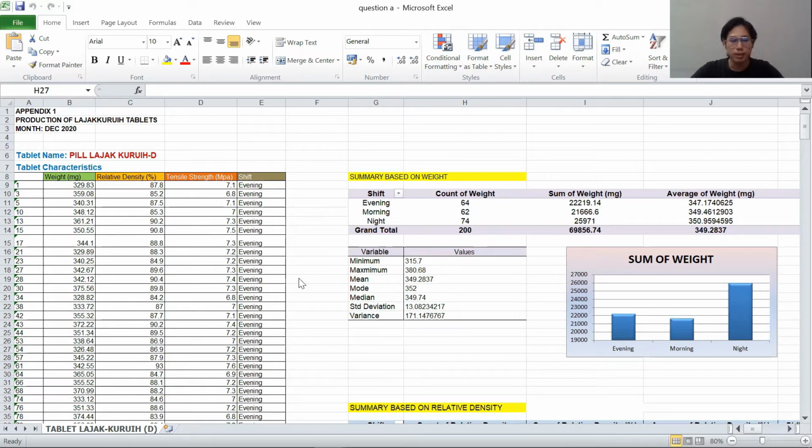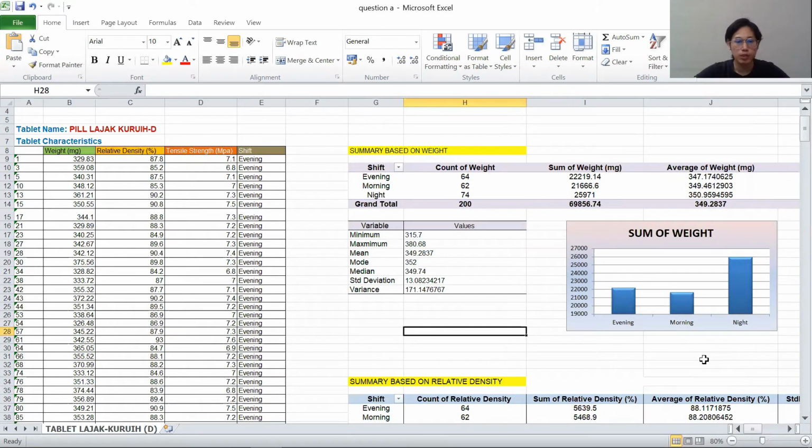In this assignment, we were assigned to choose which tablet name we want to analyze and answer the questions given to us. After a quite short discussion, we decided to analyze Pil Lajakkuruih Set D as our tablet. The tablet characteristics were given as I mentioned before. Without wasting time, let's move to the first question.